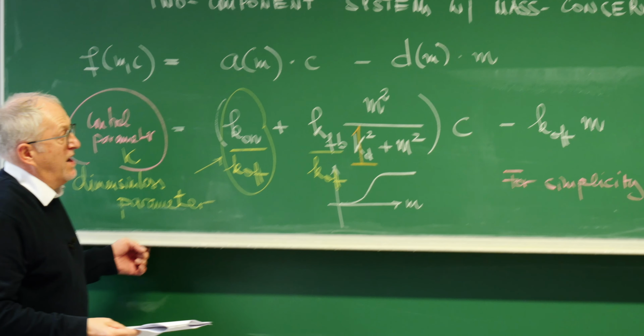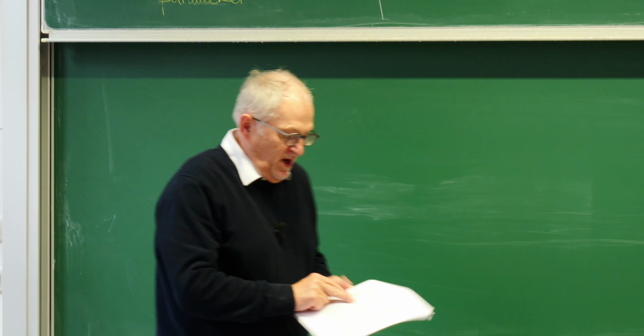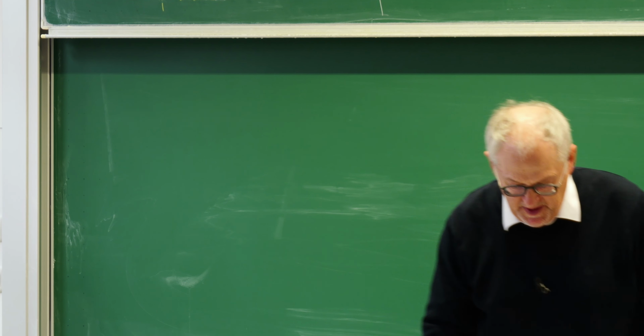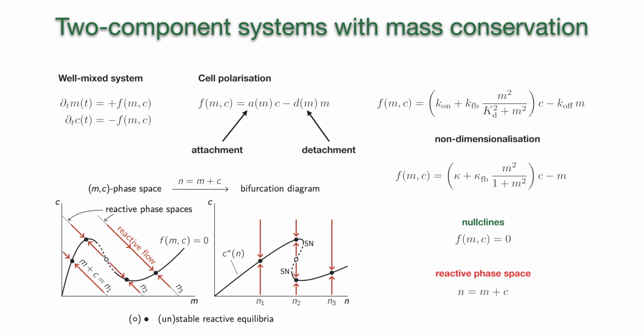So very good. Now, how does this typically look? What I'm plotting here is C as a vertical axis and M as a horizontal axis. And there's this particular line, this one here, f of M and C equal to 0. That's the nullcline. It's a very important concept.